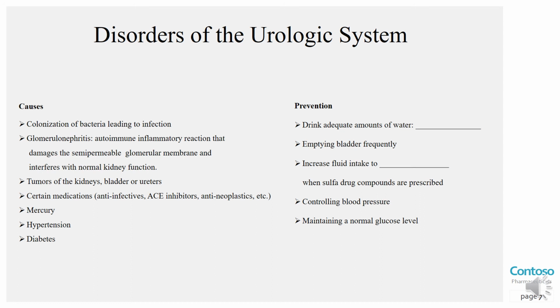So what can we do to prevent different disorders of the urologic system? First of all, the main thing that you can do is encourage your patients to drink adequate amounts of fluid, specifically water. An individual needs 2,000 to 2,500 mL a day of water just to keep optimal flow throughout the urinary system.